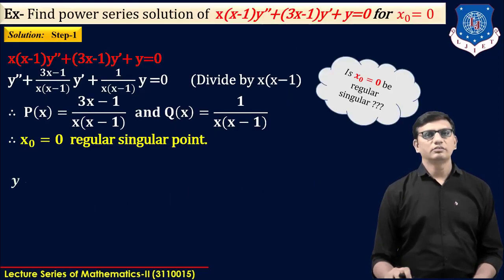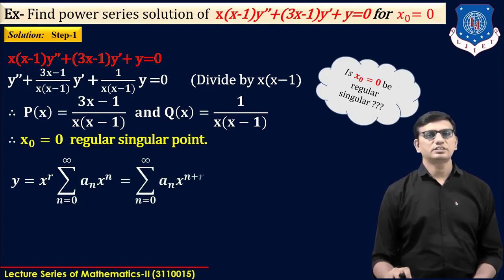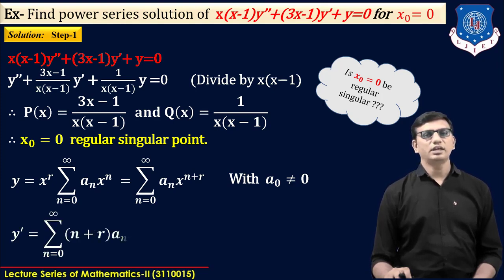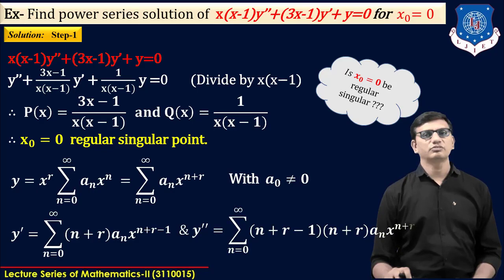So we take y equal to sigma n equal to 0 to infinity an x raised to n plus r with a0 not equal to 0, which is our power series solution about regular singular point x0 equal to 0. Now y dash is sigma n equal to 0 to infinity n plus r an x raised to n plus r minus 1, and y double dash equal to sigma n equal to 0 to infinity n plus r minus 1 into n plus r an x raised to n plus r minus 2.